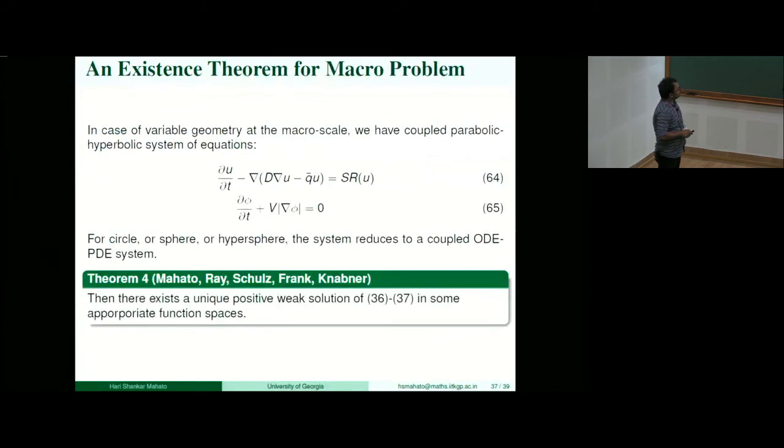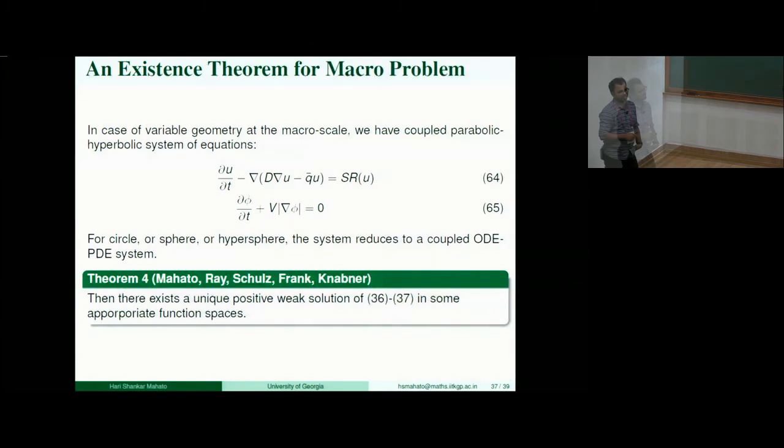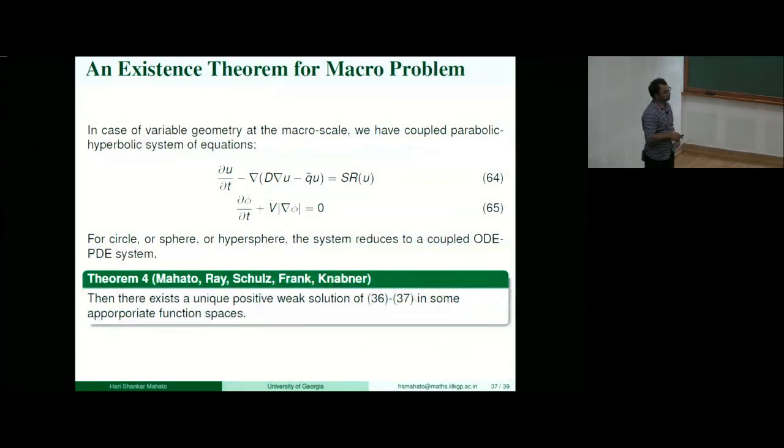And for this, we could show the existence of a unique positive weak solution in some appropriate Sobolev space setting. Yeah, it is a parabolic hyperbolic system actually. So this one is the first order hyperbolic equation. That's your regular parabolic equation.